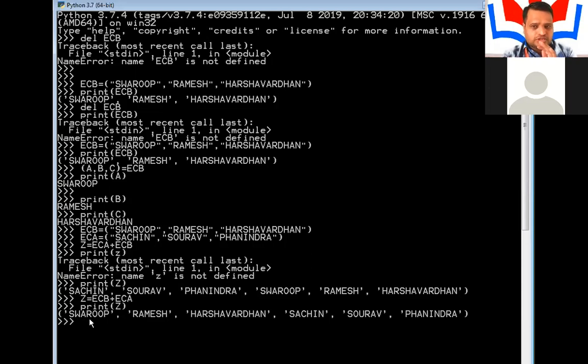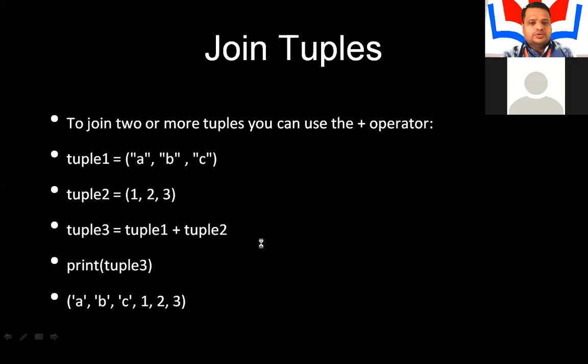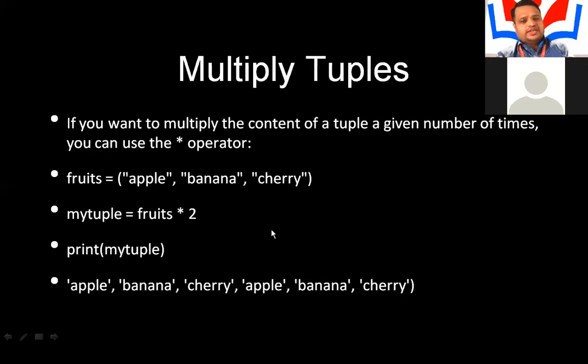Okay, so this is how we are going to concatenate. We are going to combine one or more tuples. This is the practical implementation of how to join the tuples. Now straight away we'll move to the next topic: how to multiply the tuples.